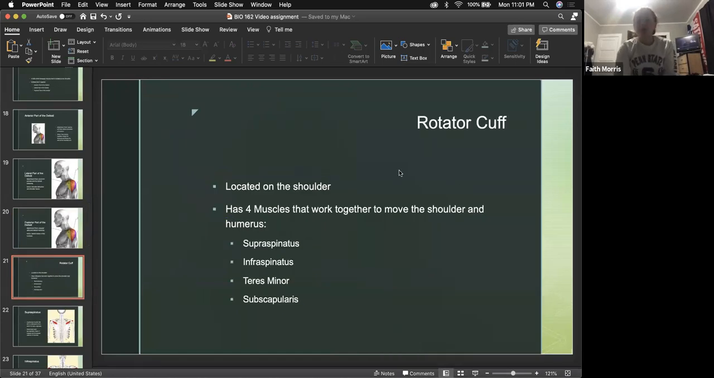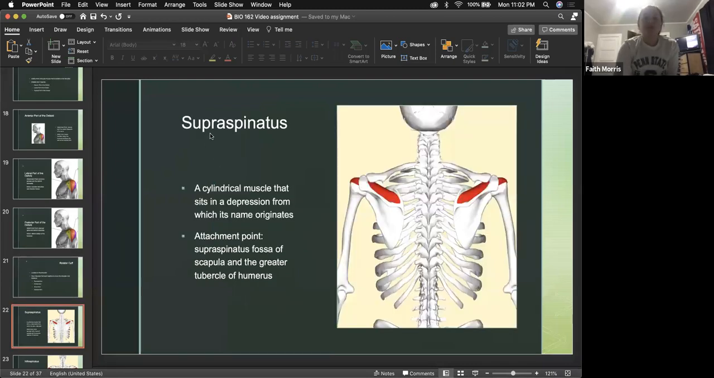Okay, next we're going to talk about the rotator cuff. This also has 4 muscles that all kind of work together to move the shoulder and the humerus. So there's the supraspinatus, the infraspinatus, the teres minor, and the subscapularis. The supraspinatus is a cylindrical muscle that sits in a depression from which its name originates and attaches to the supraspinous fossa of the scapula and the greater tubercle of the humerus, and it's right here, but kind of like in between these bones.